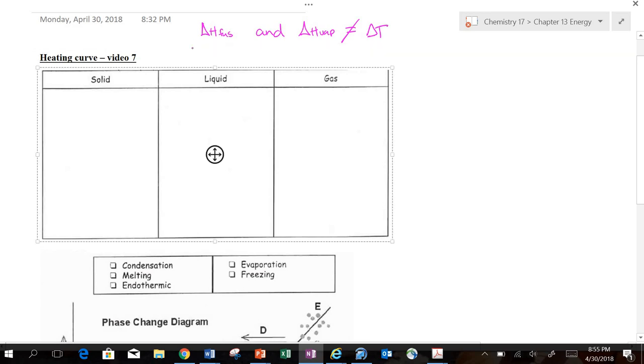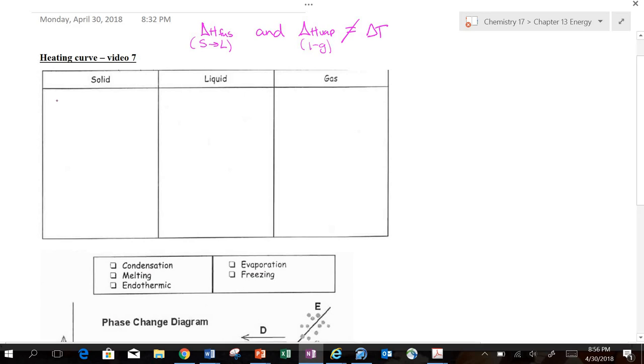Heat of fusion is the same thing as melting, so going from a solid to a liquid, whereas heat of vaporization is the same thing as boiling, so going from a liquid to a gas. A couple of things to remember: solid to liquid uses heat of fusion, and liquid to gas uses vaporization. Just a quick recap from a while ago.